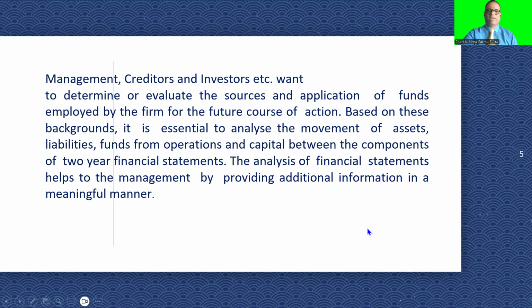Management, creditors and investors want to determine or evaluate the sources and application of funds employed in the firm for the future course of action. Based on this background, it is essential to analyze the movement of assets, liabilities, funds from operation and capital between the components of two years' financial statements. The analysis of financial statements helps the management by providing additional information in a meaningful manner.